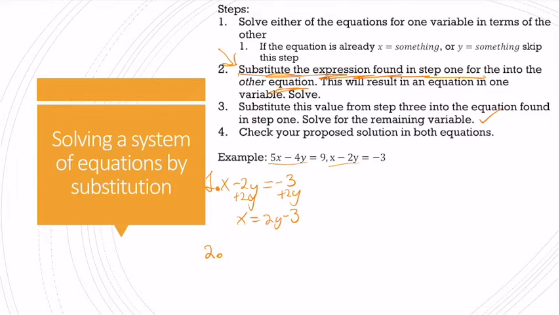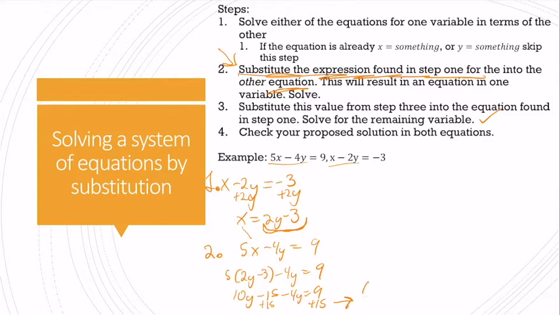So I'm going to take 5x minus 4y equals 9, and instead of 5x, I'm going to have 5 times (2y minus 3) minus 4y equals 9. So I get 10y minus 15 minus 4y equals 9. I add 15 to both sides, and I run out of space because of course I do. So I have 6y equals 9 plus 15, which is 24. We divide both sides by 6. I get y equals 4. Awesome. I now have one of my variables solved for.